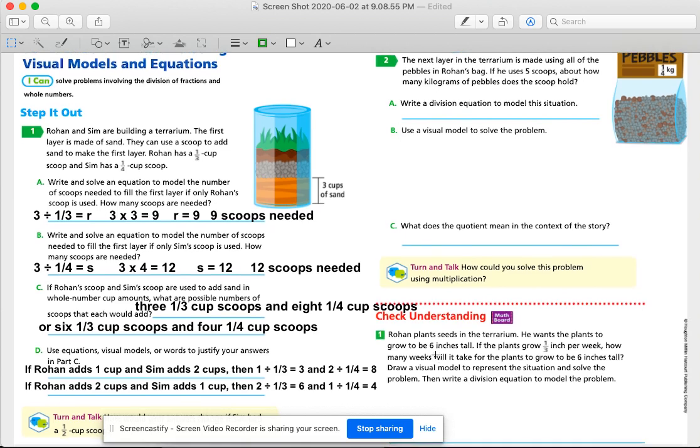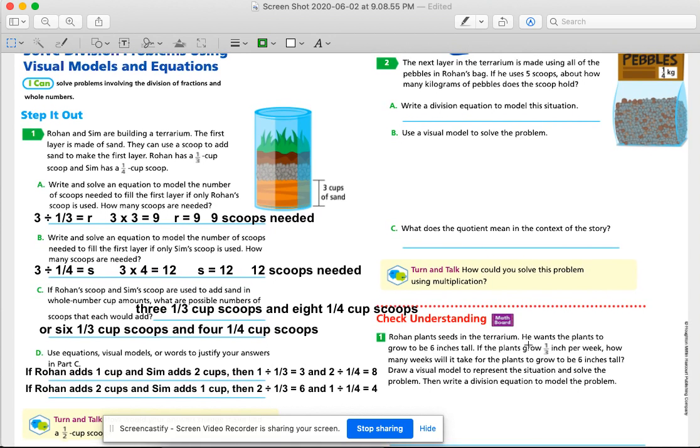And then finally, at the bottom is a check understanding. Rohan plants seeds in the terrarium. He wants the plants to grow to be 6 inches tall. If the plants grow 1/3 of an inch per week, how many weeks will it take for the plants to grow to be 6 inches tall? Draw a visual model to represent the situation and solve the problem. Then write a division equation to model the problem.